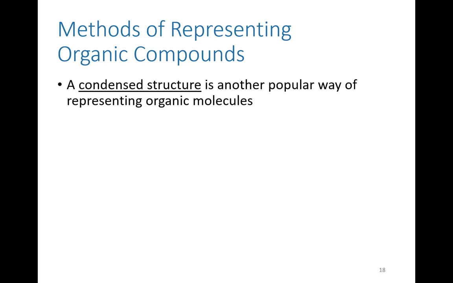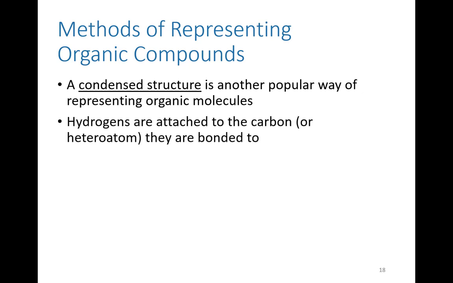Condensed structures are another way of showing organic molecules, and they're kind of a happy medium in between expanded formulas as well as the line drawings that we just saw. So we do show the hydrogens and we do show the atom labels, but we show all the hydrogens attached specifically to the carbons that they're in, and we number them. So for example, CH3 would indicate a carbon with 3 hydrogens on it.